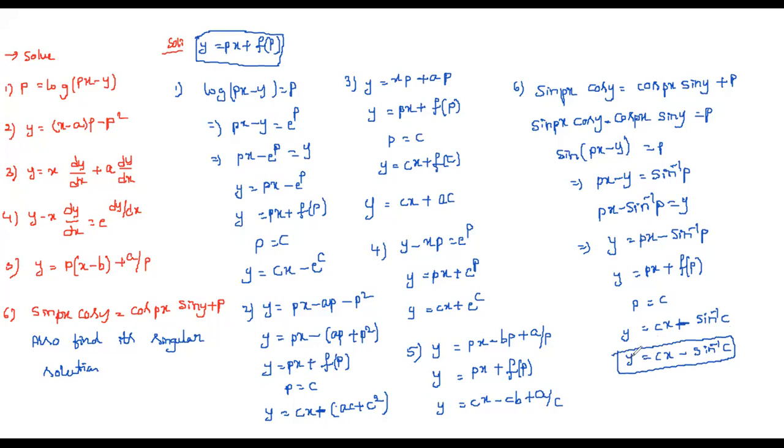But simplification for finding the singular solution is nothing but eliminating the arbitrary constant. Here, c is the arbitrary constant. We need to eliminate this arbitrary constant. So how do we do it? We have y is equal to cx minus sine inverse c. So this is the one we got, and we simply need to differentiate this.